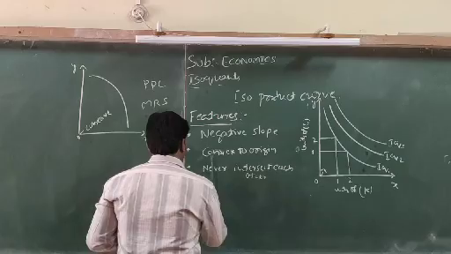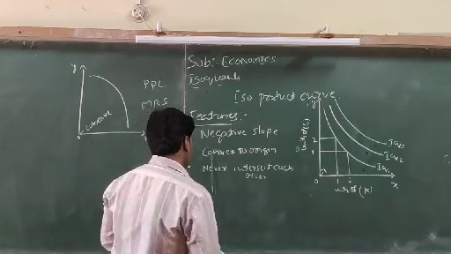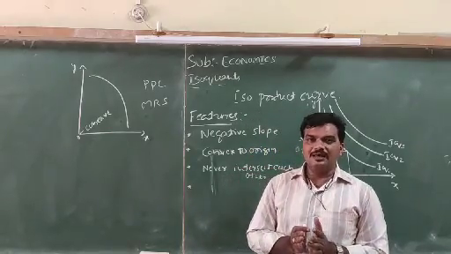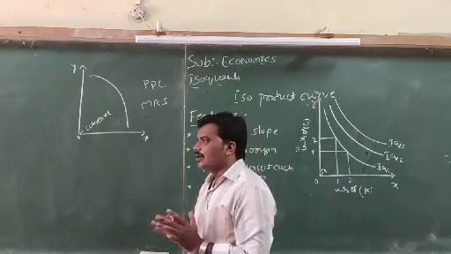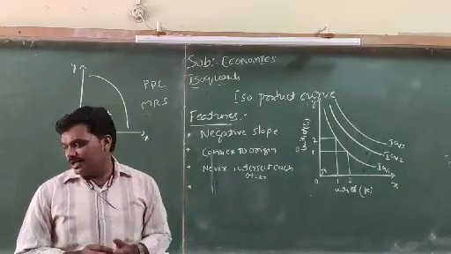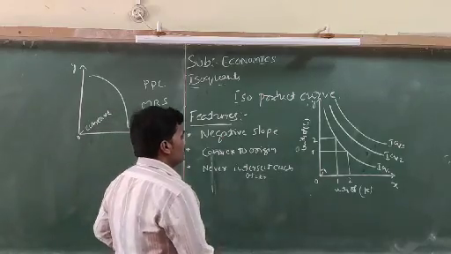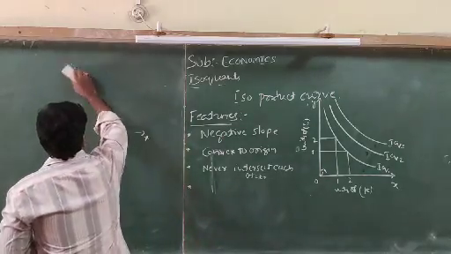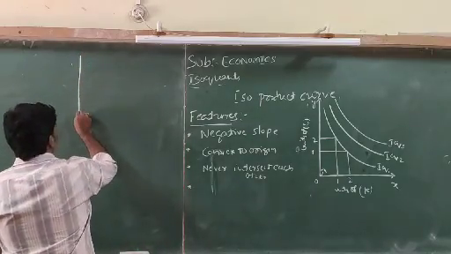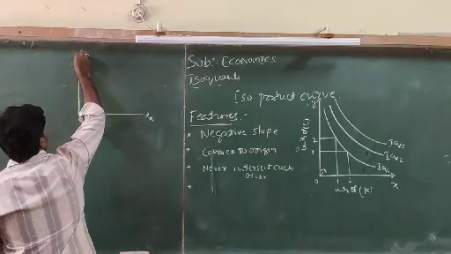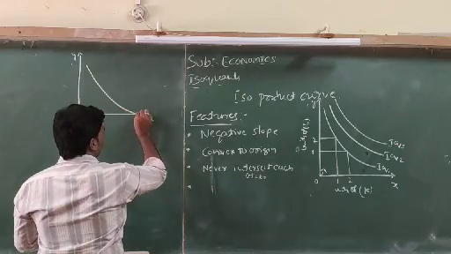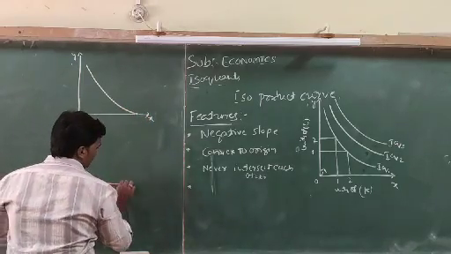Then the fourth point is, the isoquant curves never touch either the x-axis or the y-axis. They never touch either the x-axis or the y-axis. Observe here, they never touch either axis. See, like this, X, Y.